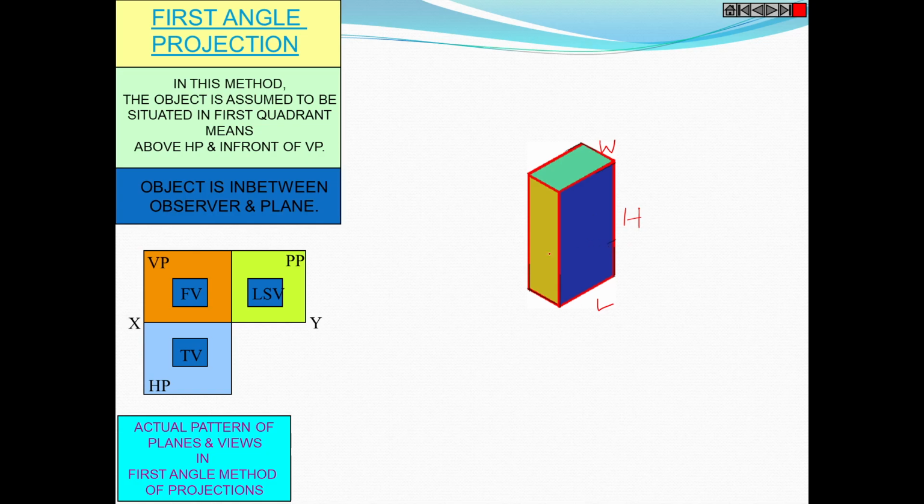So how to draw this front view, top view, and left hand side view, that is orthographic views. So we have to get the projections of these views on the vertical plane. On the vertical plane we get the projection of the front view. The projection of a top view gets on the horizontal plane.